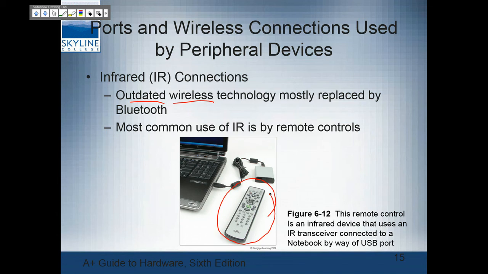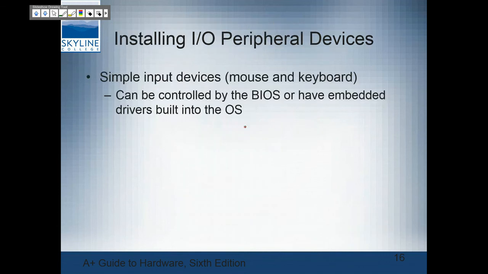The advantage to IR is privacy because it won't go through walls like wireless will. It'll go through windows, but if you want to keep a signal captured in a room, there are ways to set up an infrared network. It's not real fast. Actually, it's real slow. But those things would do that.